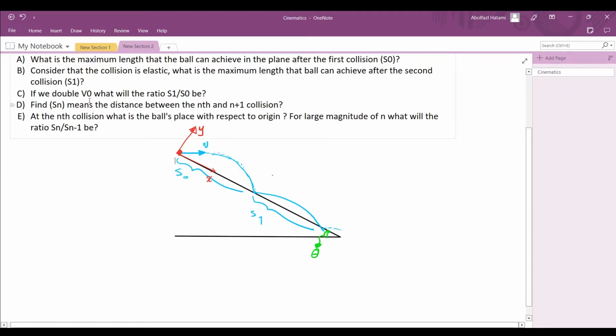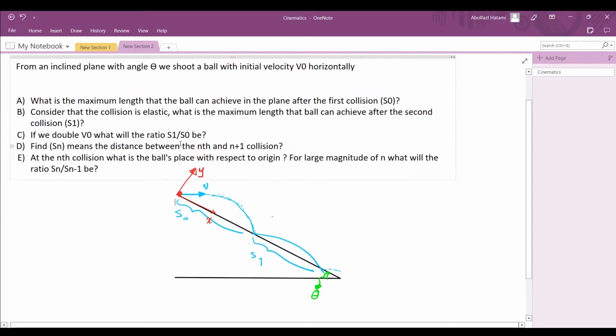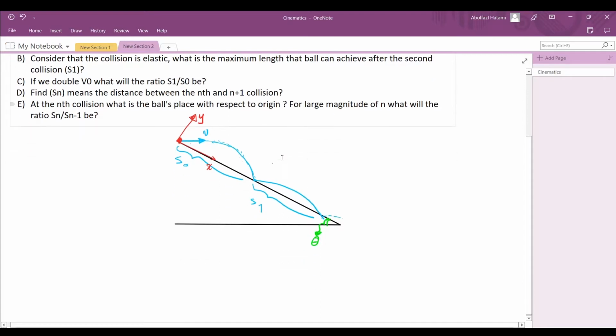Part C is: if we double v0, what will the ratio S1 divided by S0 be? Part D is: find Sn, meaning the distance between the nth and the (n+1)th collision. I didn't draw them in the picture.